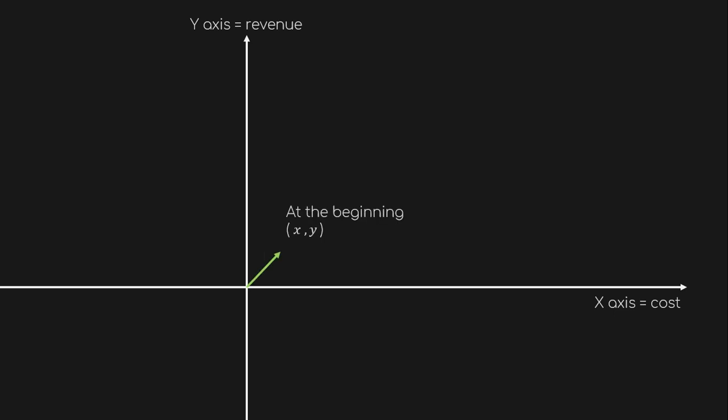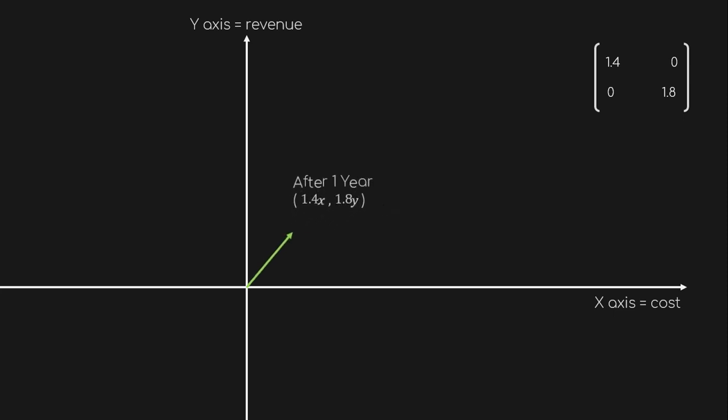So this is our vector at the beginning. We have the cost x million and our revenue is y million. And this is our matrix. I've just put it here to keep track of what we're doing. So after the first year, the cost is going to be 1.4x and the revenue is going to be 1.8y, right? That is the relationship we established.